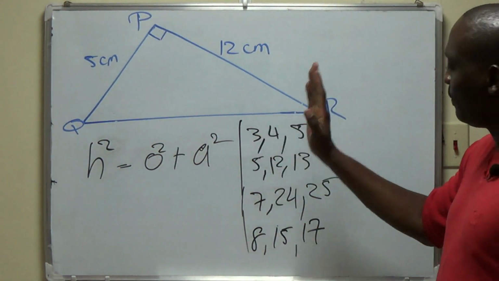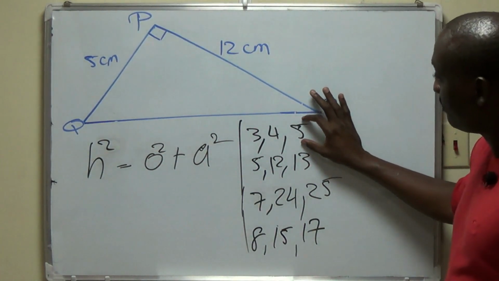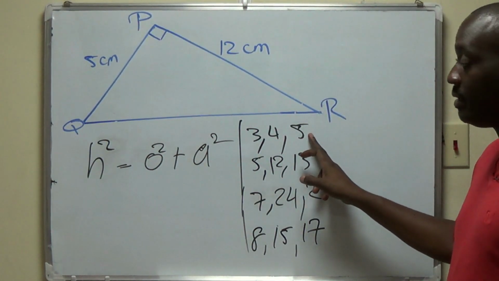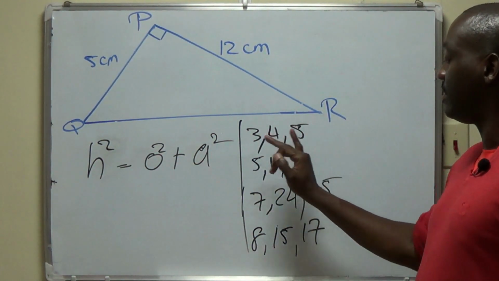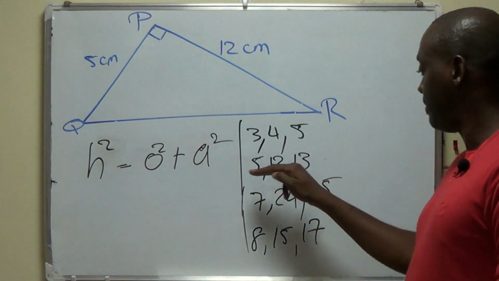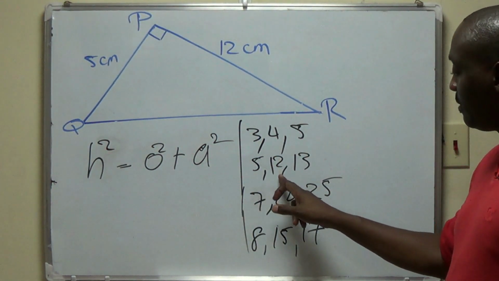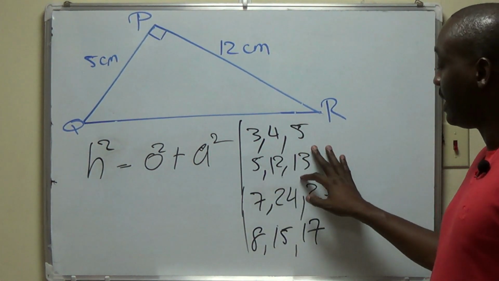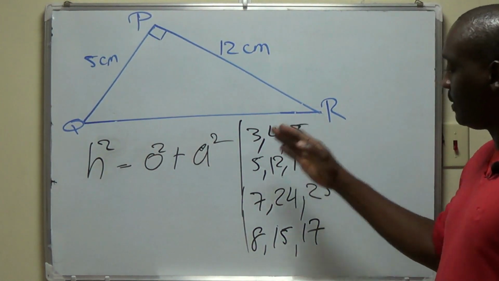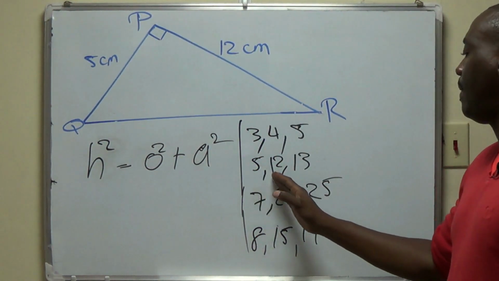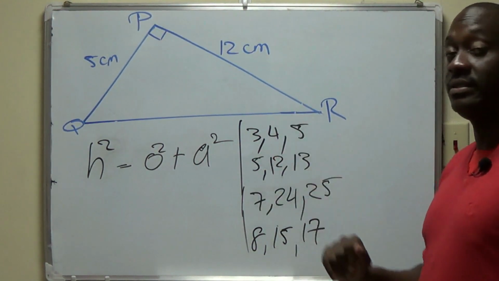We know that 3 squared is 9, we know that 4 squared is 16, right? We know that 5 squared is 25. So in other words, 5 squared is equal to 3 squared plus 4 squared. 25 is equal to 9 plus 16. Same story down here. We know that 5 squared is 25, we know that 12 squared is 144, we know that 13 squared is 169. So 169, which is 13 squared, is equal to 25 plus 144. So in other words, 13 squared is equal to 5 squared plus 12 squared.